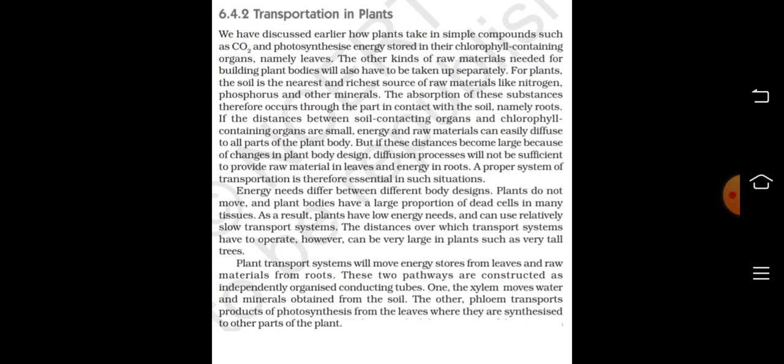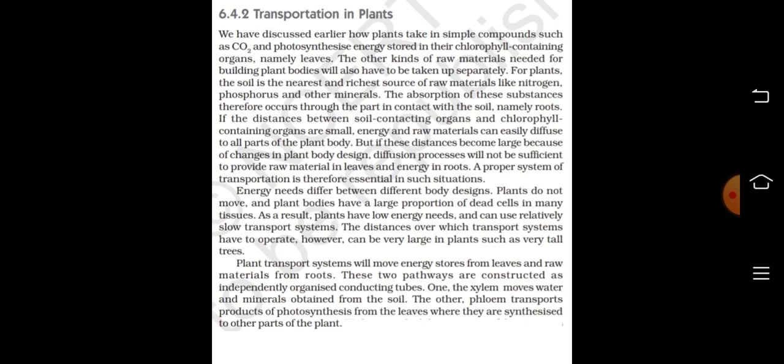Energy needs differ between different body designs. Plants do not move and plant bodies have a large proportion of dead cells in many tissues. As a result, plants have low energy needs and can use relatively slow transport systems. The distances over which transport systems have to operate, however, can be very large in plants, such as very tall trees. Plant transport systems will move energy stores from leaves and raw materials from roots.